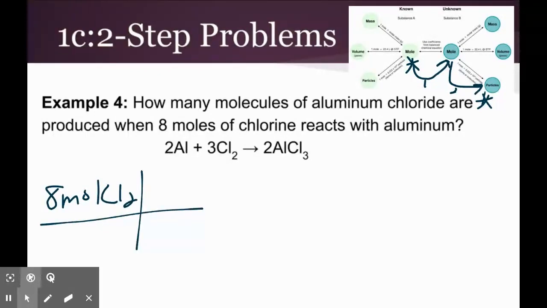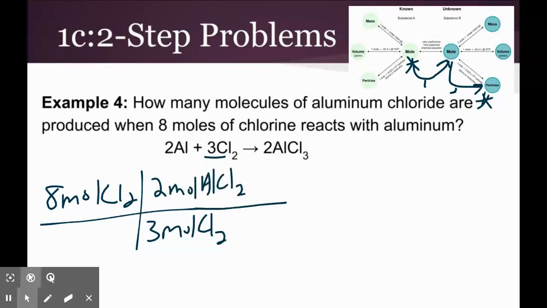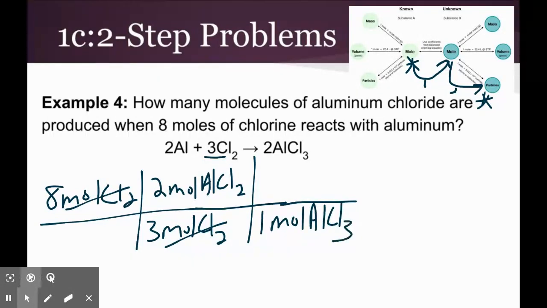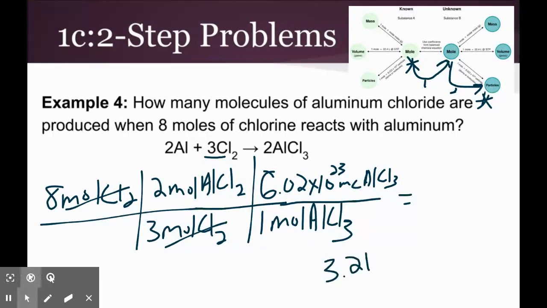And we want to use the mole ratio between chlorine and aluminum chloride. So we have 3 moles of chlorine to 2 moles of aluminum chloride. So moles of chlorine cancels out. And now we want to go from moles of aluminum chloride to molecules. So we want to put 1 mole of aluminum chloride on the bottom and 6.02 times 10 to the 23rd molecules of aluminum chloride on the top. So you'll do 8 times 2 times 6.02 times 10 to the 23rd divided by 3. And when you do that, you should get 3.21 times 10 to the 24th molecules of AlCl3.